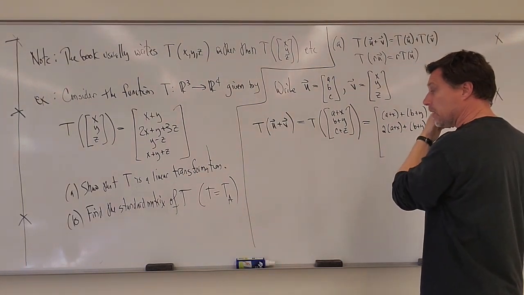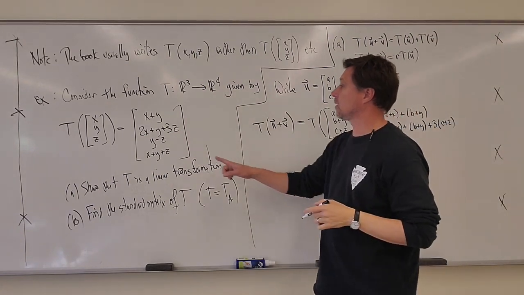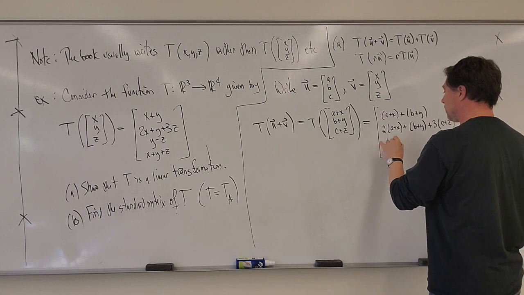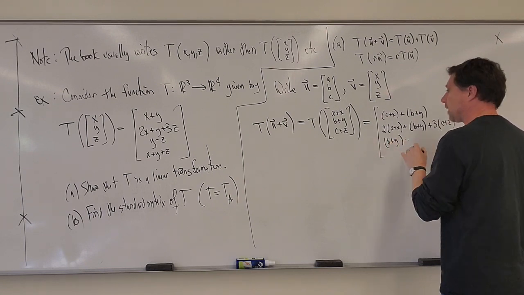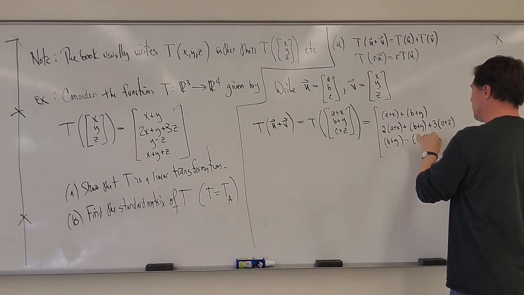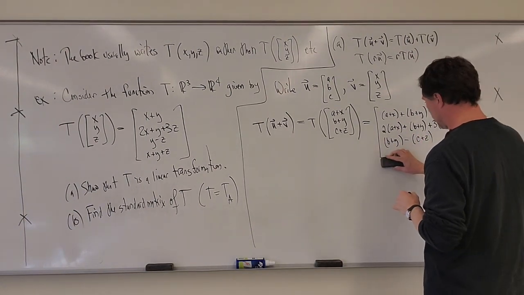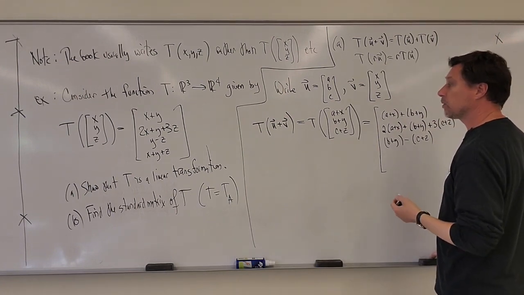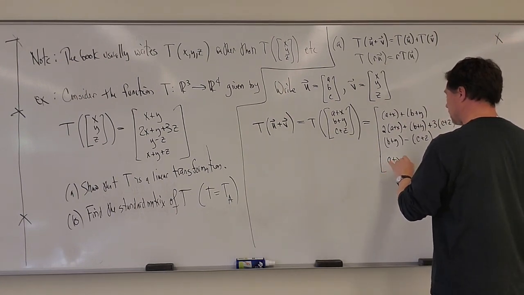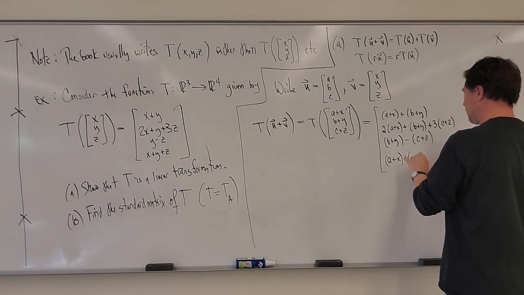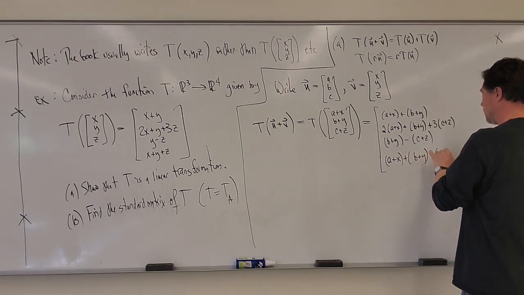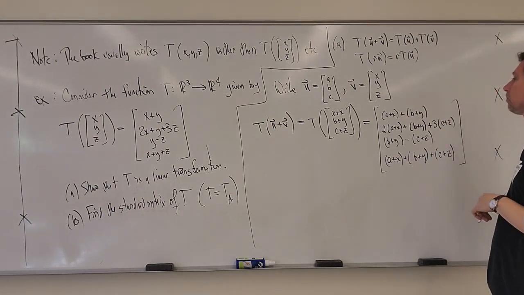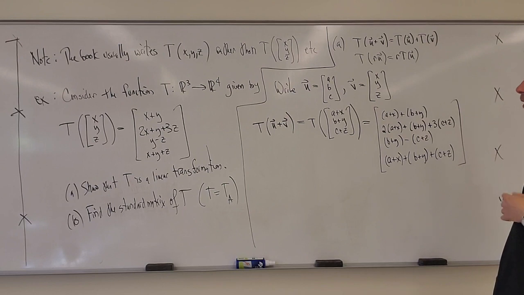Then we're going to have, what does this say? It says second entry minus third entry. So that would be B plus Y minus C plus Z. And then the final entry is going to be X plus Y plus Z. So that's add A plus X plus B plus Y plus C plus Z. Okay, so that's what the formula tells us.